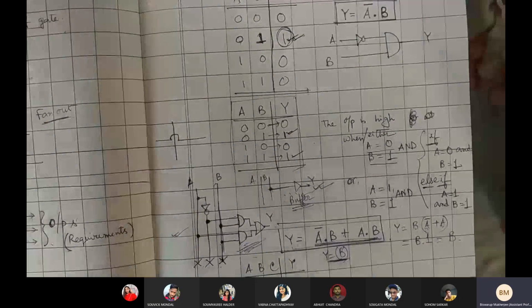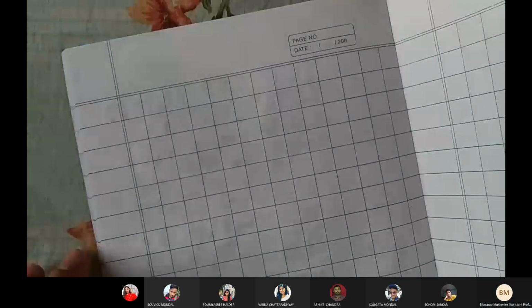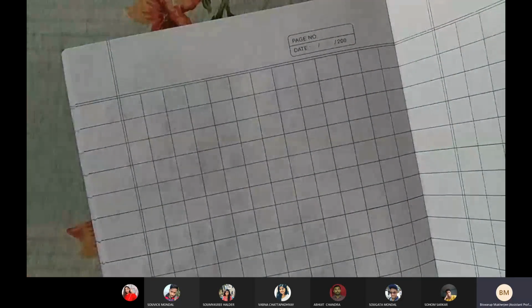So there must be some process, right? It's not like I minimized it because I could see it, and my friend couldn't minimize it because he didn't see it. It shouldn't be like that, right? So there must be some minimization technique. The first minimization technique is the Boolean algebra based minimization technique, and for that we need to know a few basic laws. We need to remember some basic laws. So let us start with Boolean algebra.